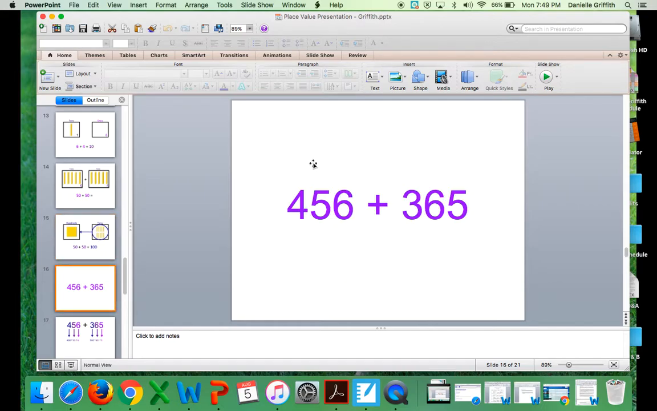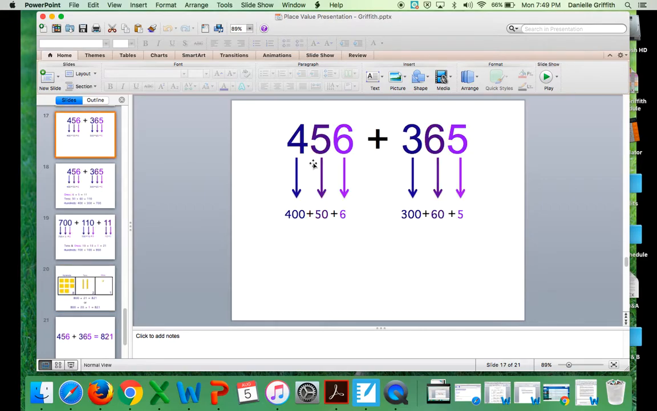So what if we wanted to add two 3-digit numbers together? Let's try that with 456 plus 365. First, let's split apart the numbers using expanded form. This makes the numbers so much easier to work with. So 456 becomes 400 plus 50 plus 6. And 365 becomes 300 plus 60 plus 5. Essentially, we're just adding all these easier numbers to work with together.